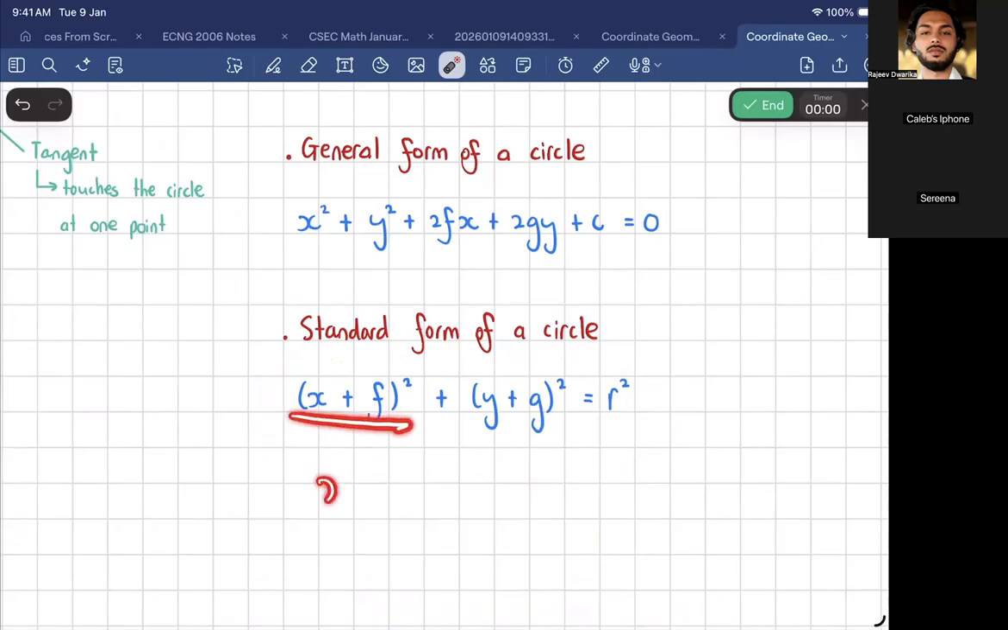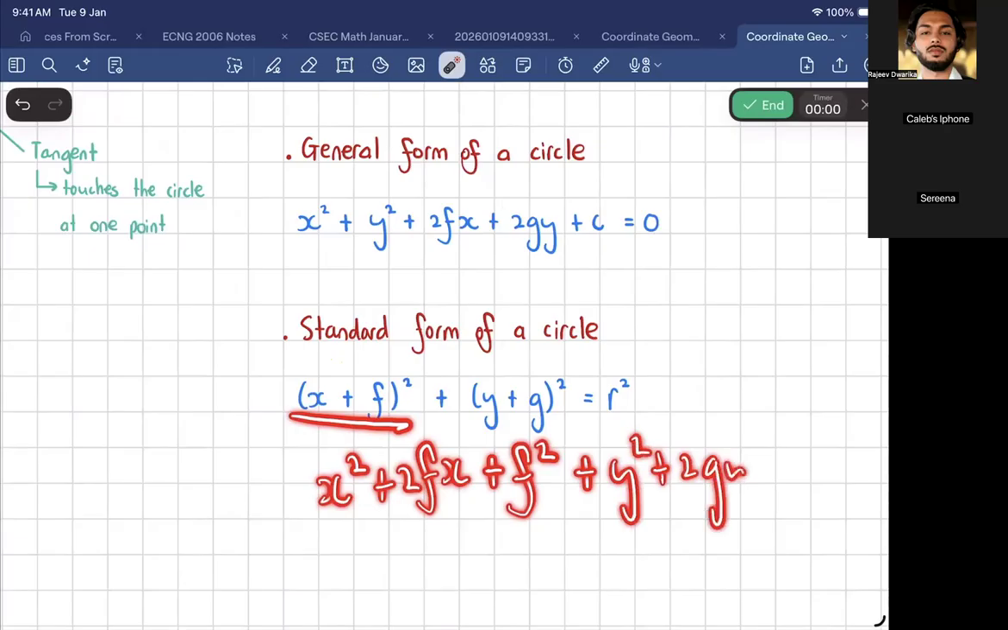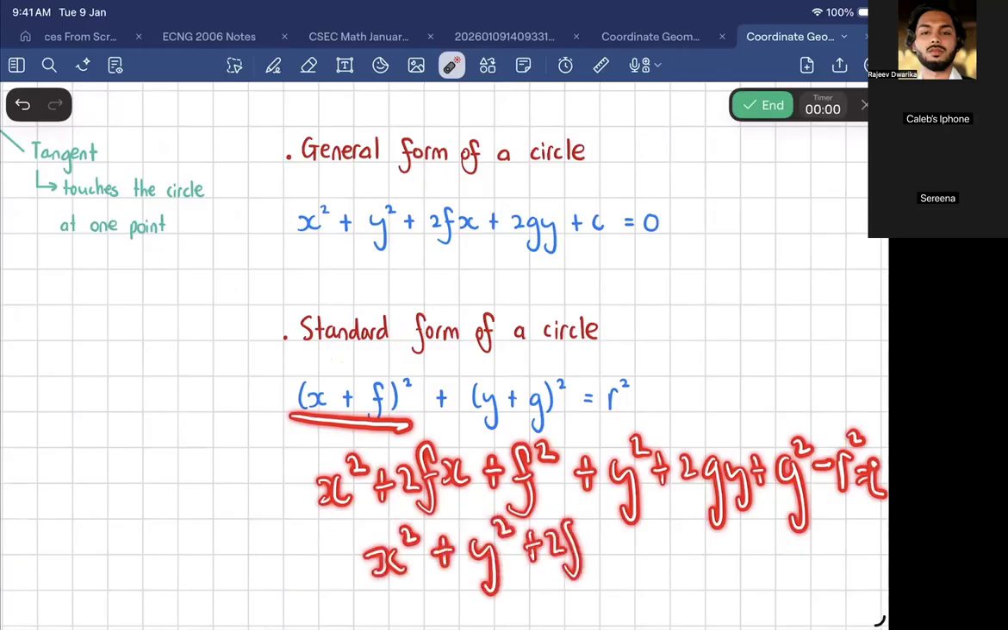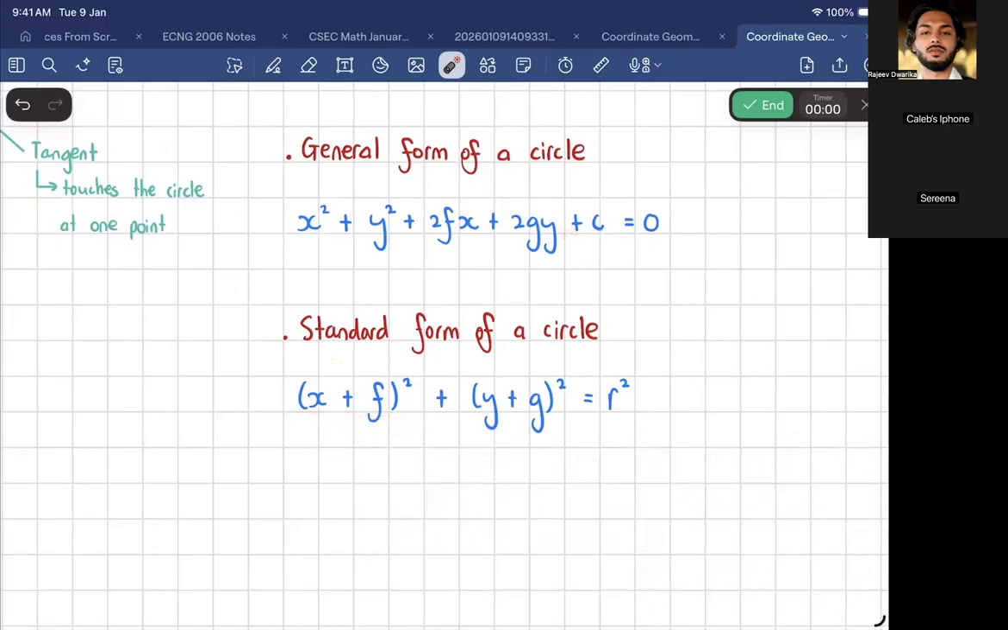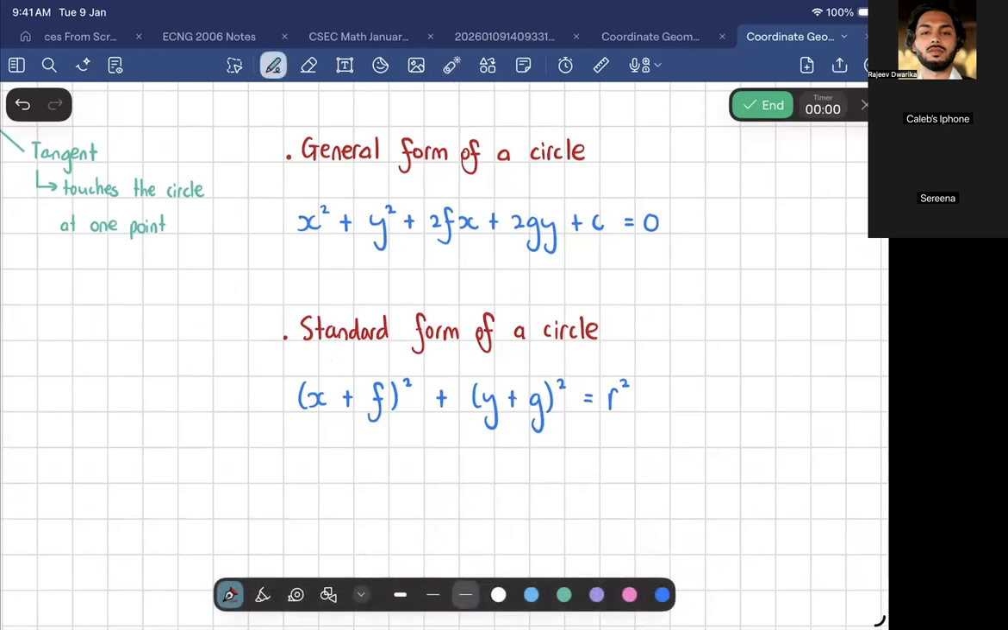Think about it. If you were to expand this, you would end up with x squared plus 2fx plus f squared, and you would end up with y squared plus 2gy plus g squared. And if you move across the r squared, it'll be equal to 0. If you rearrange it, you could put it in the form x squared plus y squared plus 2fx plus 2gy, and if you group all the constant terms together, that would be plus f squared plus g squared minus r squared. And that would just correspond to the c part. So if you expand the standard form, you're going to get the general form.